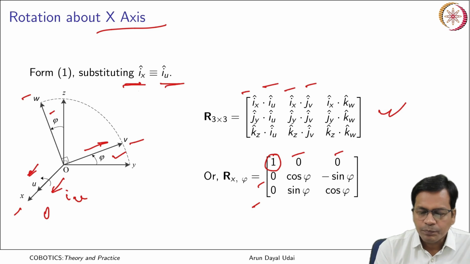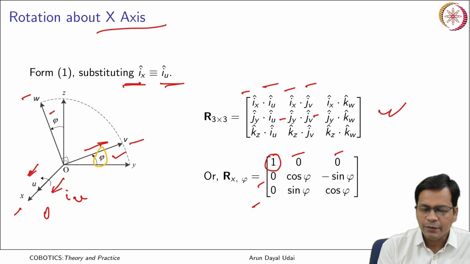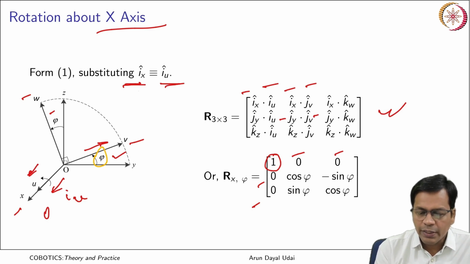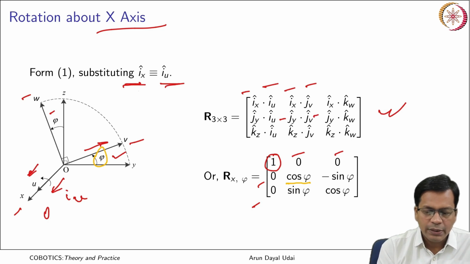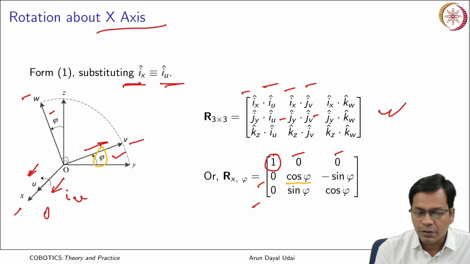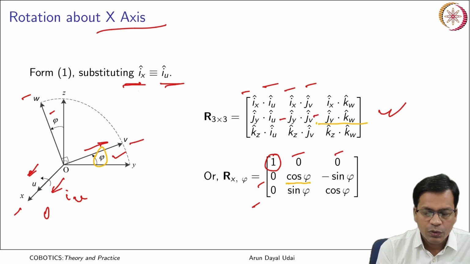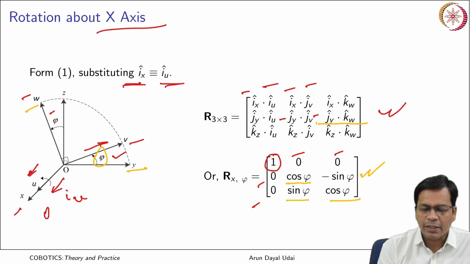Now let us look at Jy and Jv. You see there is an angle, that is psi over here. So Jy and Jv, if you take the dot product, should give you cosine of psi. Similarly, Jy and Kw. There is an angle here between Jy and Kw, 90 degree plus psi, so it should give you minus sin psi. Similarly, this is sin psi and again cos psi.